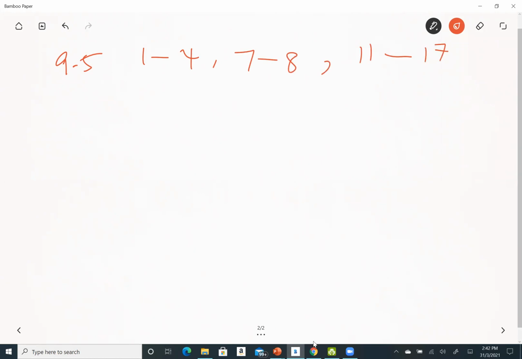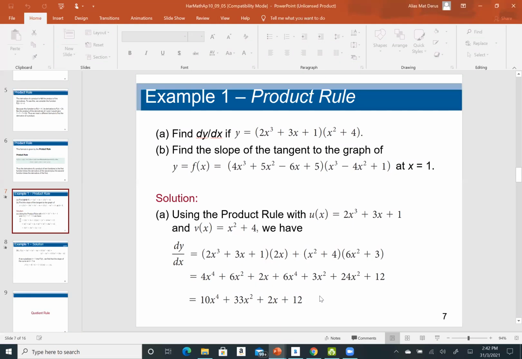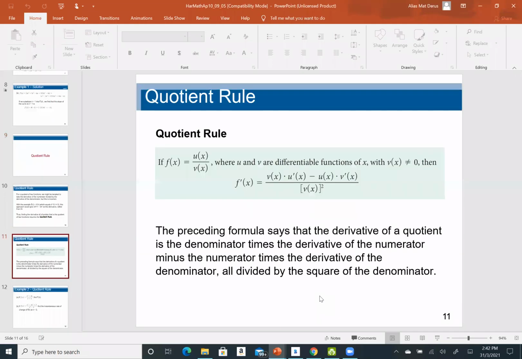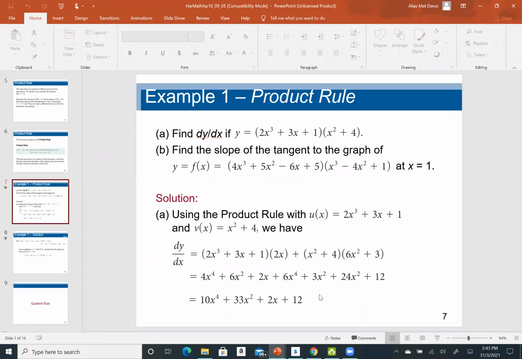So the next rule will be the quotient rule. Now, in the quotient rule, you have division of two terms in x instead of multiplication of two terms. We have the following: f of x or y equal to u divided by v. So if I go back to that example, 2x cubed plus 3x plus 1 multiplied by x plus 4, suppose it becomes a division.